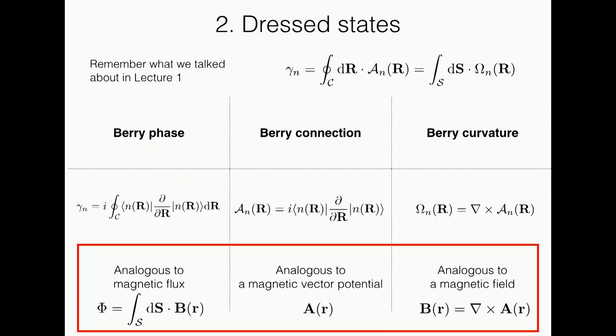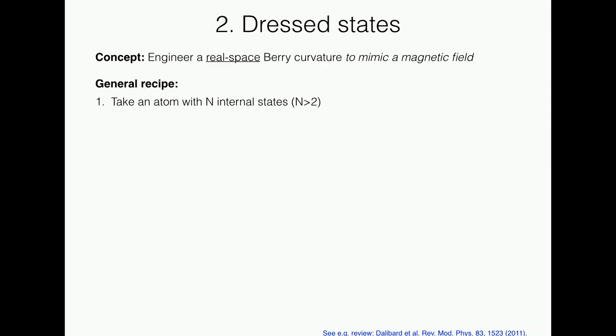And so this is what people then started trying to do, which was to engineer a real space Berry curvature. And how do we try to do that? Well, it means we need to have some eigenstates of our system, so we can prepare our system in a particular eigenstate, and then that eigenstate is going to vary as a function of position.